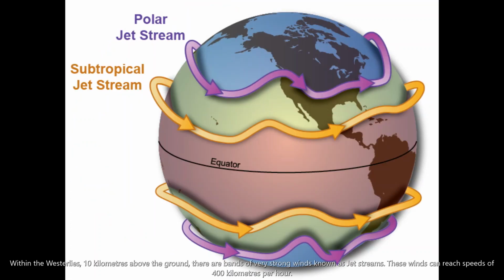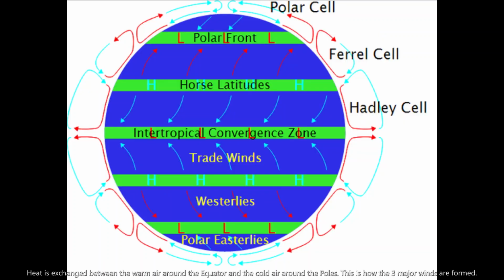Within the westerlies, 10 kilometers above the ground, there are bands of very strong winds known as jet streams. These winds can reach speeds of 400 kilometers per hour. Heat is exchanged between the warm air around the equator and the cold air around the poles. This is how the three major winds are formed.